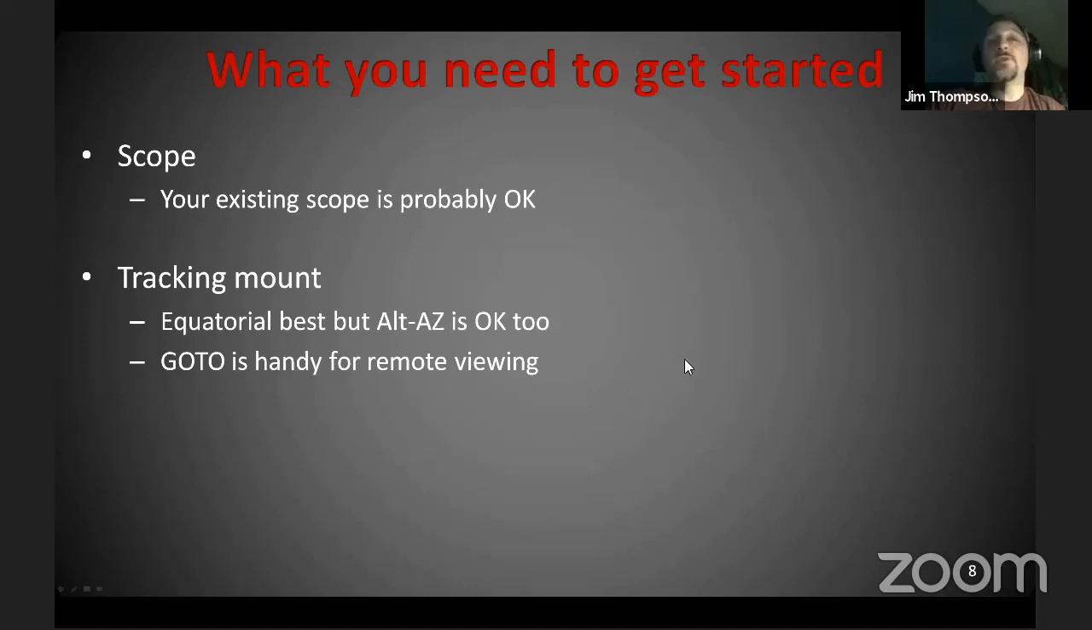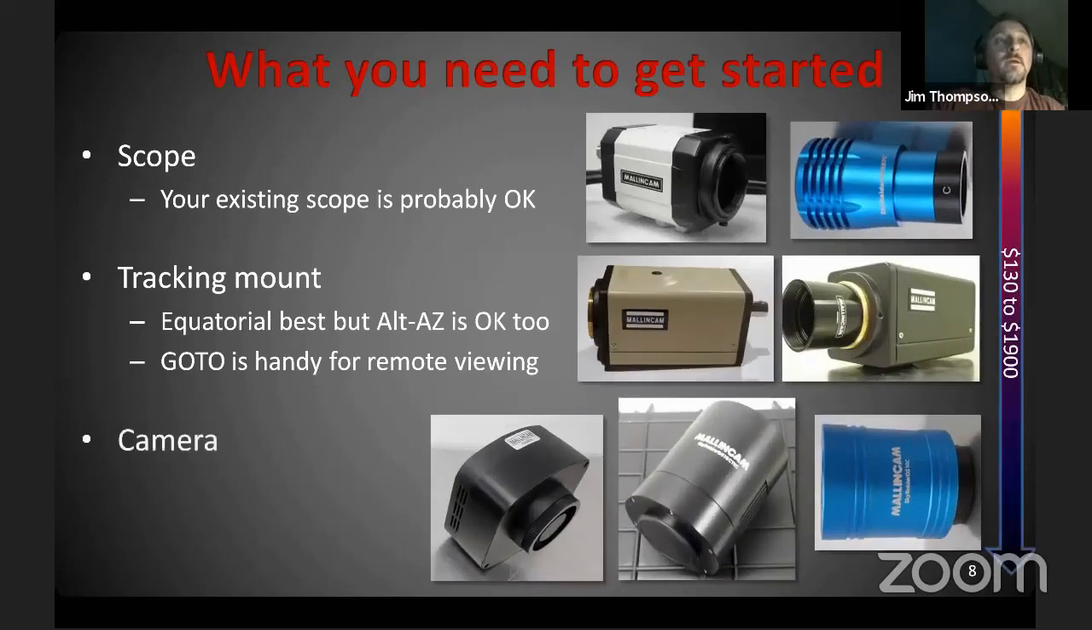So yes, having a go-to is quite handy if you're doing remote viewing. And for cameras, you have quite a few choices available, and they range quite widely in price. Sort of in the $100, $130 range, all the way up into almost $2,000, depending on the capability of the camera that you want to purchase.